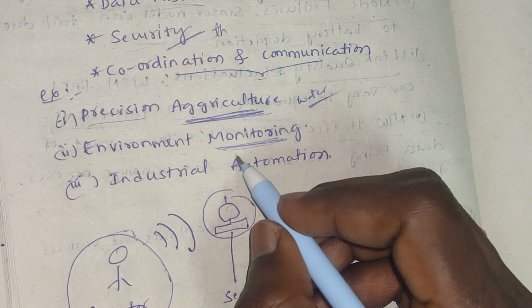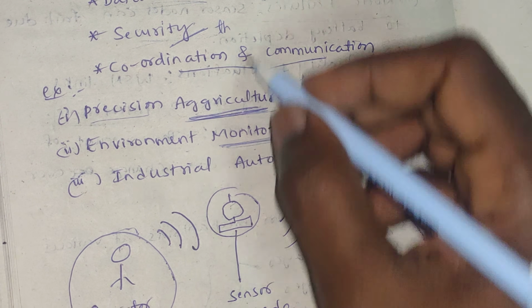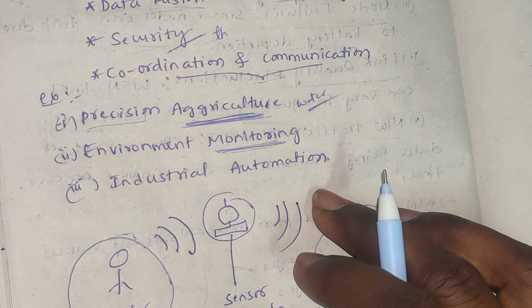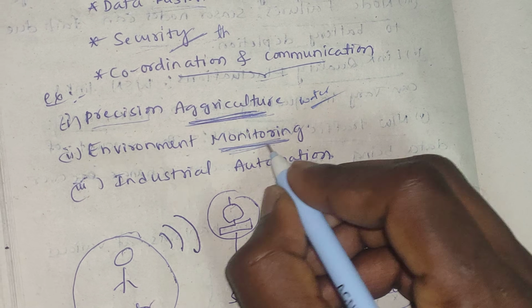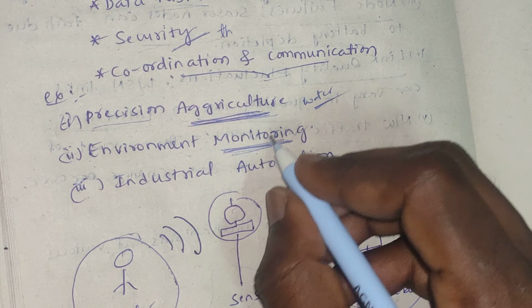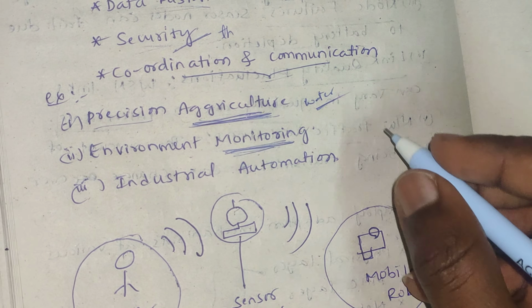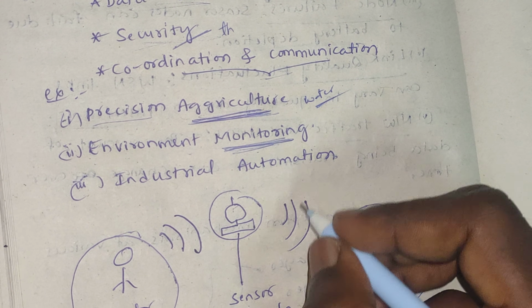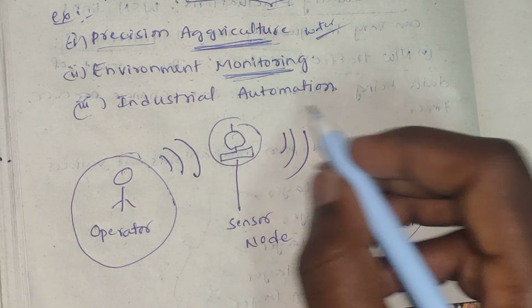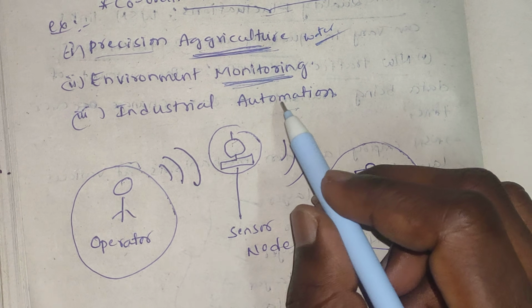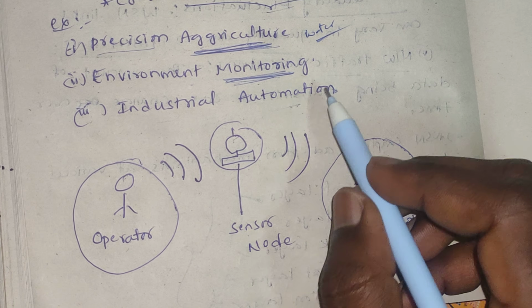Next, environment monitoring. From the 4th unit also, we have been telling so many things: the environment is monitored by the sensors, and it can give the data to the base station, and it can go onto the internet and interact with the user, right? Next, industrial automation. Industrial automation is also one of the applications and examples for sensor networks and mobile robotics.